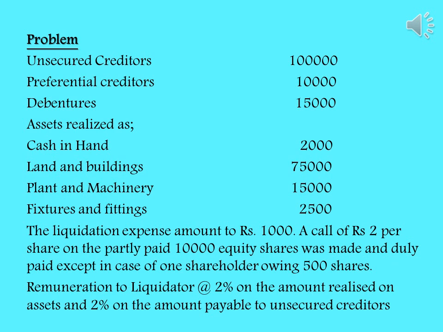The following are the adjustments. The liquidation expense amounts to rupees 1000, and a call of rupees 2 per share on the partly paid 10,000 equity shares was made and duly paid, except in the case of one shareholder owing 500 shares. The remuneration to the liquidator is at the rate of 2% on the amount realized on assets and 2% on the amount payable to unsecured creditors. From the above figures, we have to prepare a liquidator's statement of affairs.